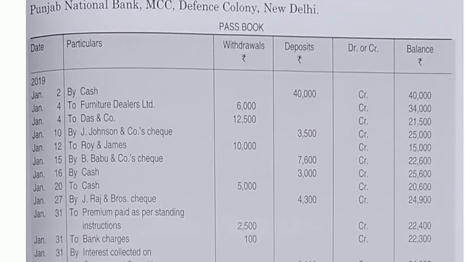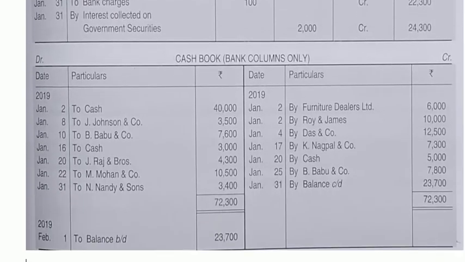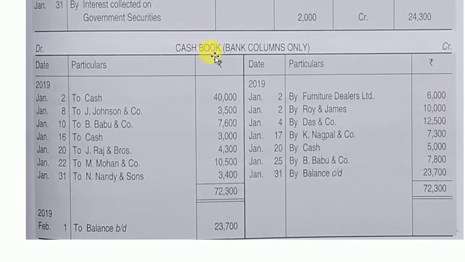So you all know it, in a double column cash book, this is only the bank column which has been represented here. Although it is from a double column cash book, we have ignored the cash column. We have picked up only the bank column. So this amount is for the bank column, both on the debit side as well as on the credit side.